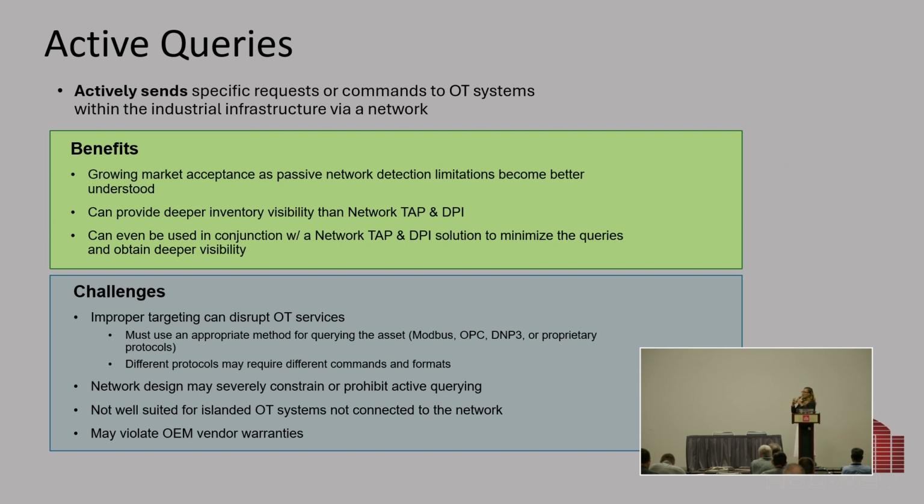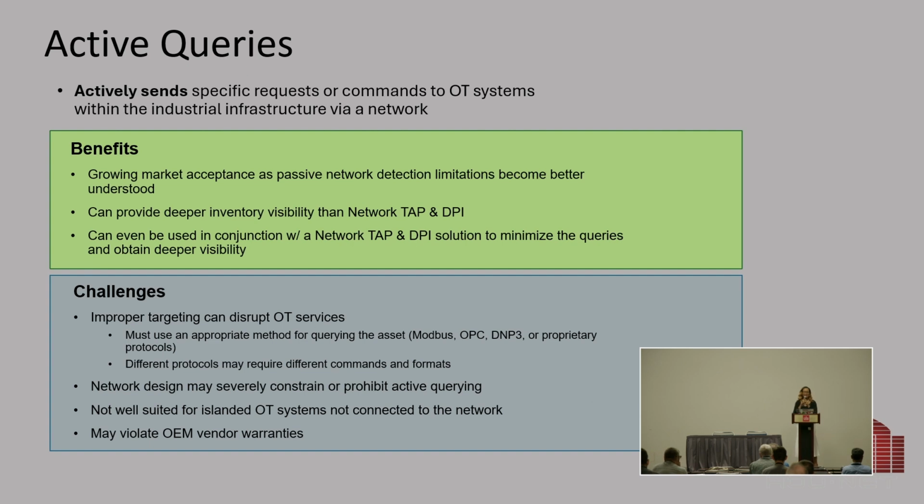And if you're crafting it and trying to communicate to the device, you can cause it to disrupt, malfunction, or break down. That's the risk when you're trying to use the OT network to communicate with these devices. The network design may be severely constrained. You don't want any latency. It's not well suited for islanded OT systems, so you're still going to have the issue of not reaching systems that aren't communicating via the OT network.